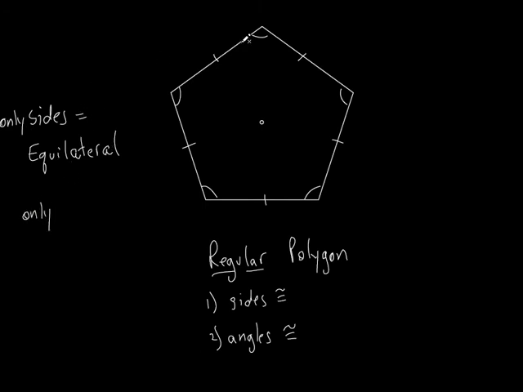And you could have one where all the sides are equal, but the angles are not necessarily equal. I don't have one drawn like that for this, but take my word, you could. They might have one in the book, maybe not. So if all the sides are equal, it's equilateral.